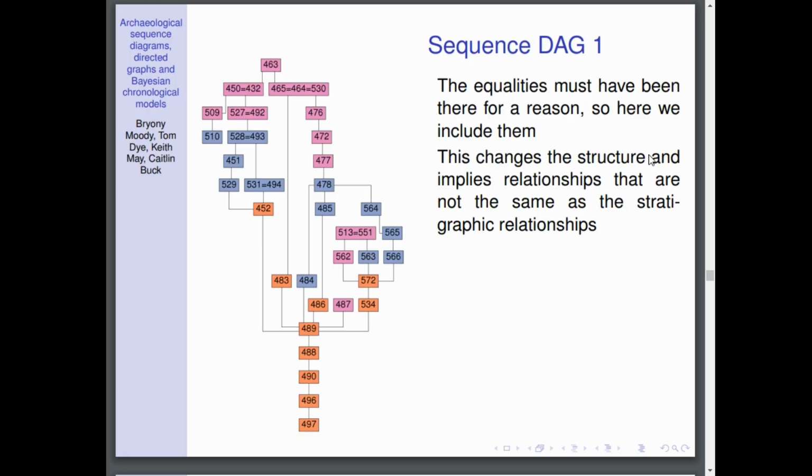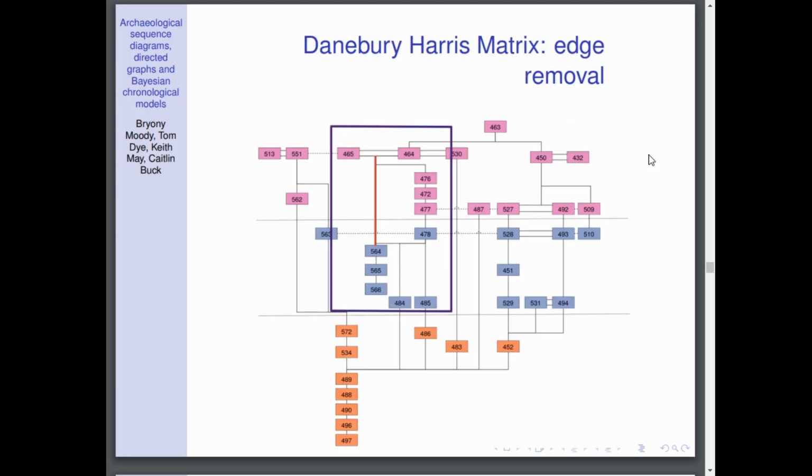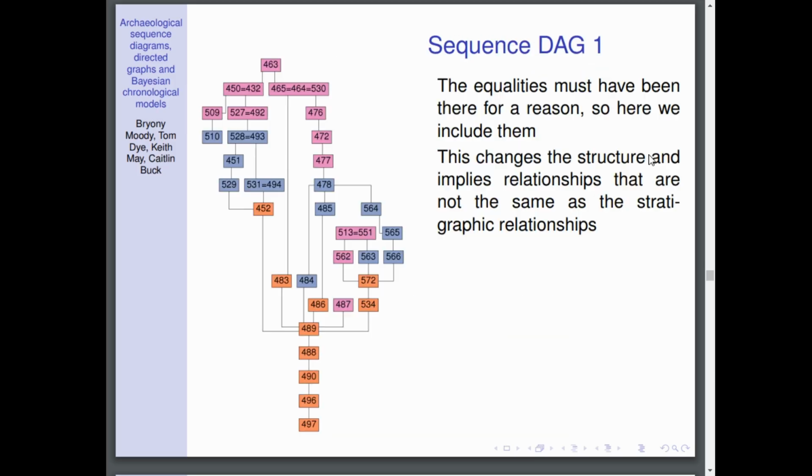So now we go on to a sequence DAG. So those qualities in the previous slides, such as 465 and 464 being once whole, these are clearly useful, both temporally and stratigraphically. So we include them here. But this changes the structure of the DAG. So this is clearly implying physical relationships that aren't true.